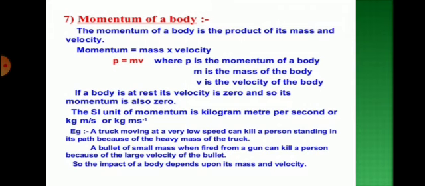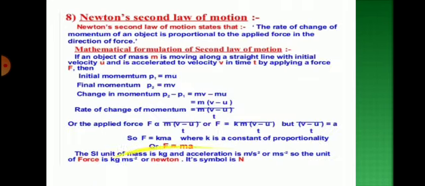If a body is at rest, its velocity is 0 and so its momentum is also 0. So the linear momentum of a body is directly proportional to the velocity of the body. So the linear momentum of a body is the product of mass and velocity of the body. So these are the examples of momentum of a body.